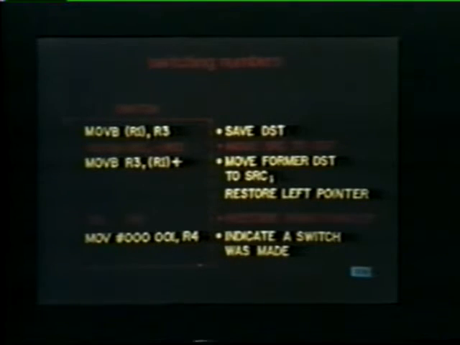Next, we use a third move byte instruction to move the former destination into the source. Part of the instruction uses the auto-increment mode to restore the left pointer. We then use a simple increment instruction to restore the right pointer. And finally, we use a move number 1 R4 instruction to indicate a switch was made.